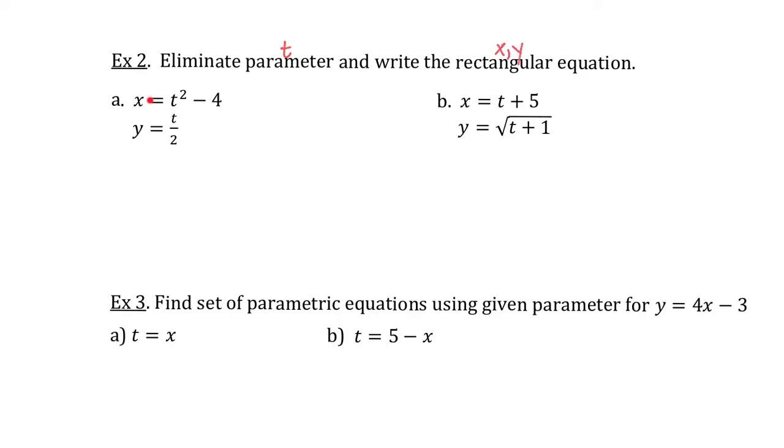Okay, so for A, these are basically the two equations we started from. We graphed an example 1, except without the restriction. So to eliminate the parameter t, first I'm going to solve for t on one of these equations. I'm going to solve for t on the second equation because it looks easier. Okay, so if I solve for t, I get t equals times the 2, t equals 2y. Then I'm going to plug the 2y in for t in the first equation because this is going to eliminate the t.